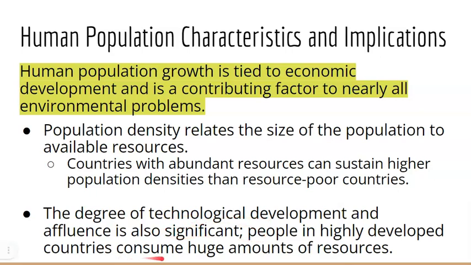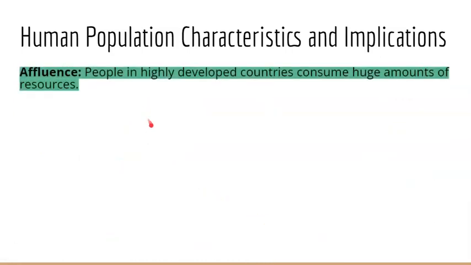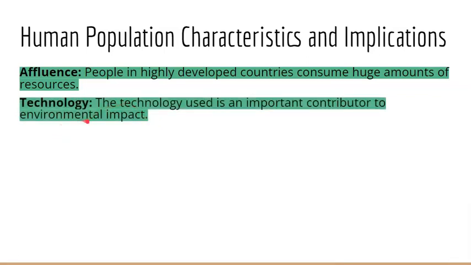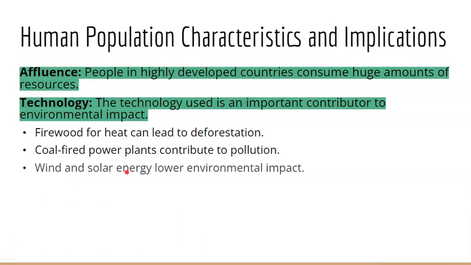People in highly developed countries consume huge amounts of resources, even if they're not resources from their own country. So affluence is defined as people in highly developed countries consuming huge amounts of resources. And then technology is explained as an important contributor to environmental impact. So firewood, that's a form of technology to heat a house. Firewood for heat can lead to deforestation. Coal-fired power plants can contribute to pollution. Wind and solar energy lower environmental impact.